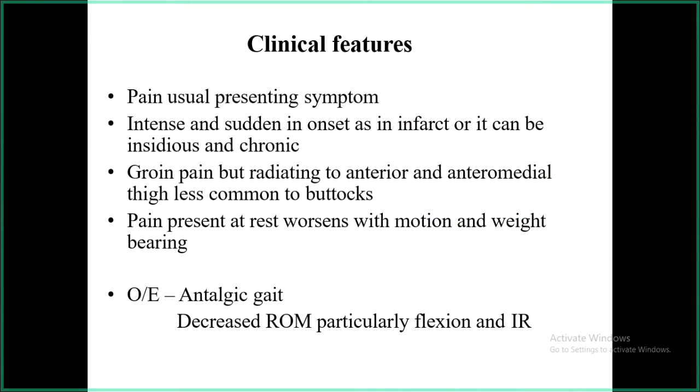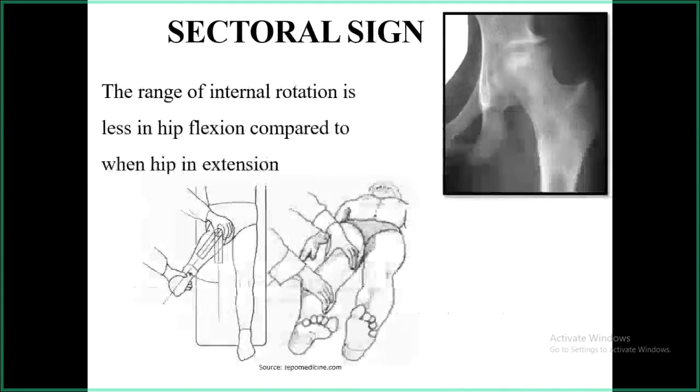On examination, patients present with antalgic gait and decreased range of motion at the hip, particularly in flexion and internal rotation. The sectoral sign: the patient lies supine or prone, and the sign is positive when the range of internal rotation is less in hip flexion compared to the hip in extension.